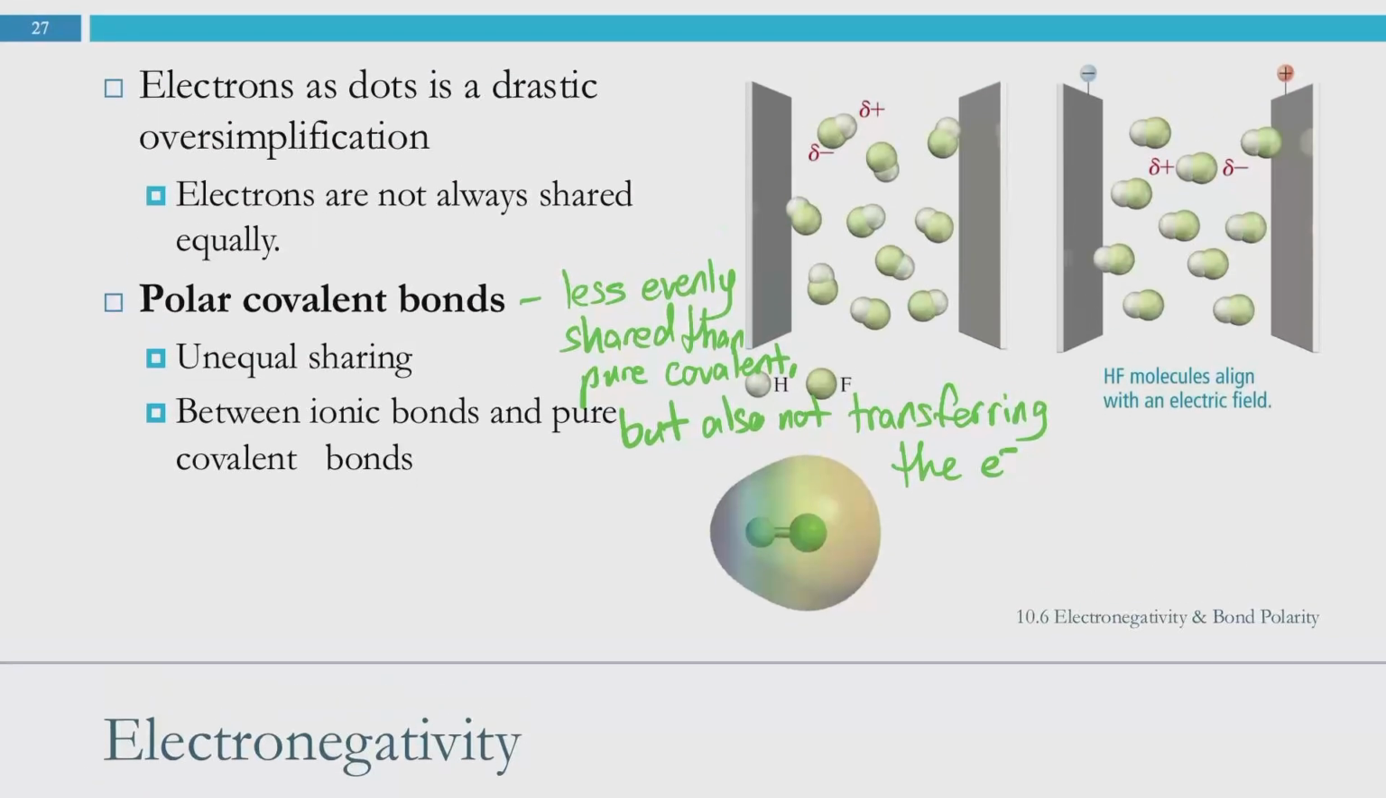So HF is an example of this. Hydrogen holds the electrons, or pulls on the electrons, relatively weakly. Fluorine pulls on the electrons relatively strongly. So fluorine sort of hogs the electrons.